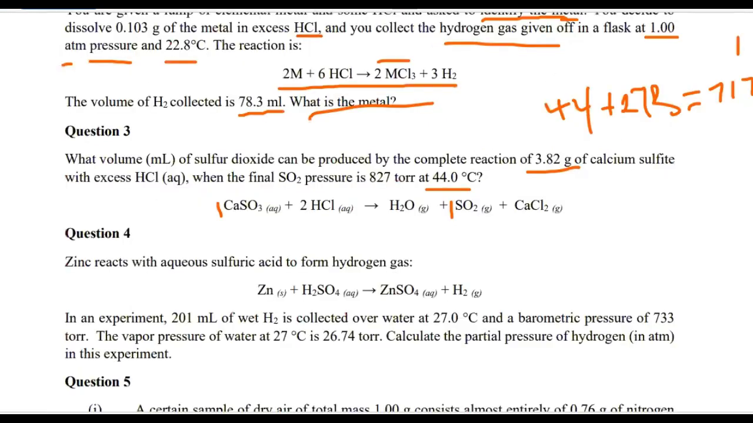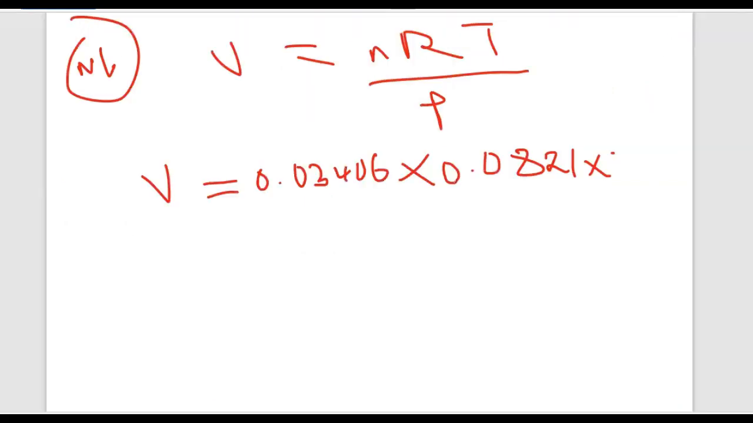Oh no, is it 717? No, it's not 717. This plus this, 7, and this plus that is 11, so 1, then carry 1. So it has to be 2 here, and this 2 isn't going to be 3. Yeah, it's supposed to be 3 there. So you're going to get 317 as your temperature in kelvins.